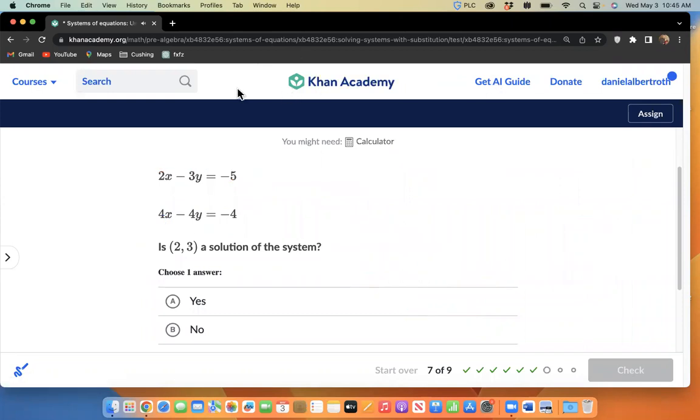All right, is 2, 3 a solution? So it's positing that x could be 2 and y could be 3 as a pair. Let's check that. So 2x would be 2 times 2 minus 3y, that would be minus 3 times 3. So that's 4 minus 9. We better get negative 5. And that's what the equation says. So 4 minus 9 equals negative 5. That's right. So now I'll check it for the other.